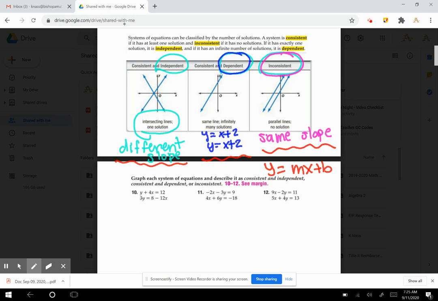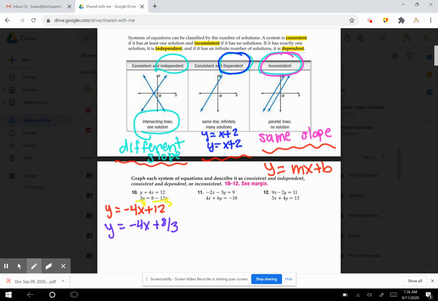So let's start off with number 10. Let's get the top one in slope-intercept form by subtracting the 4x from both sides. So you have y equals negative 4x plus 12. And then the second equation, we're going to divide both sides by 3. So we have y equals, I'm going to write the x first, negative 4x, since negative 12 divided by 3 is negative 4, and then plus 8 over 3.